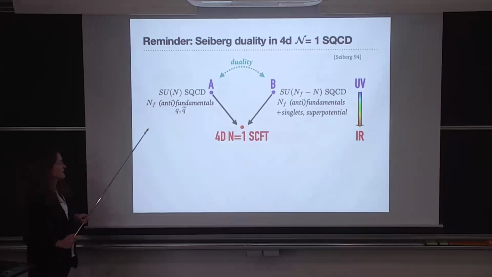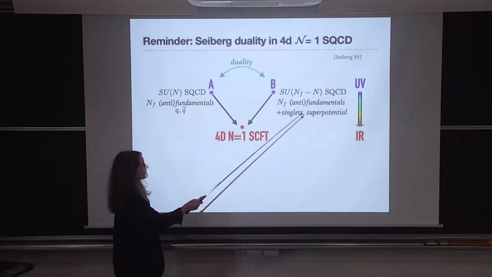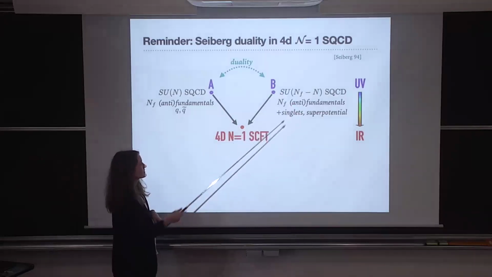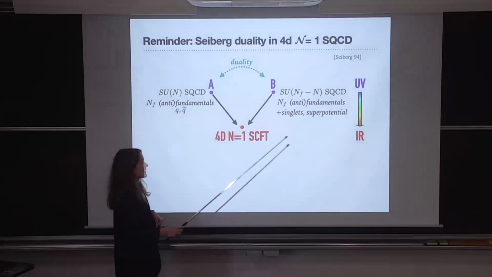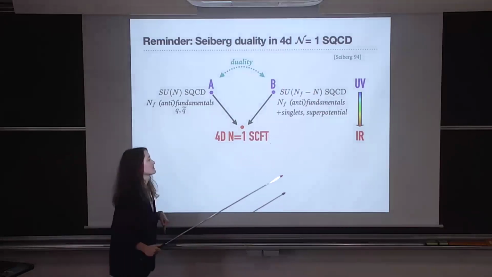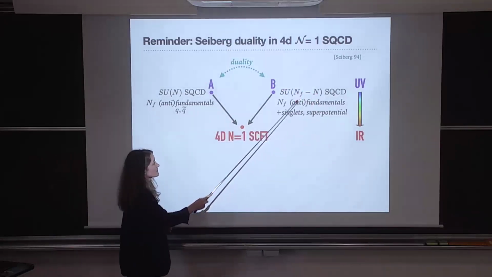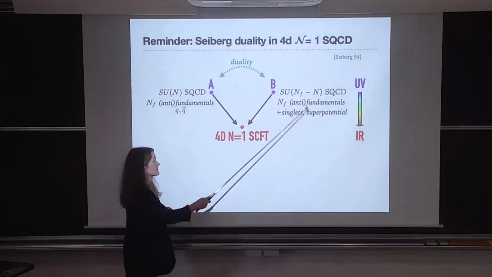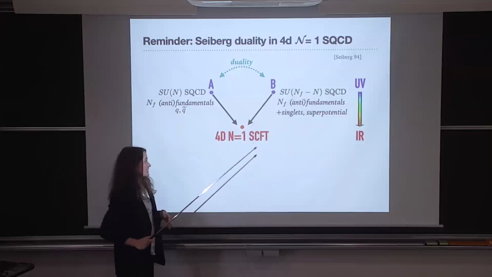So on the one hand, I have this N=1 supersymmetrized version of QCD with some number of flavors of fundamental quarks. And on the other hand, on our B side of the duality, we have a different gauge theory. So we have an N=1 theory with SU(NF minus N), N being the number of colors, related to the rank of the electric gauge group, with the same NF number of fundamental and anti-fundamental chiral superfields, but now fundamentals of this different gauge group.